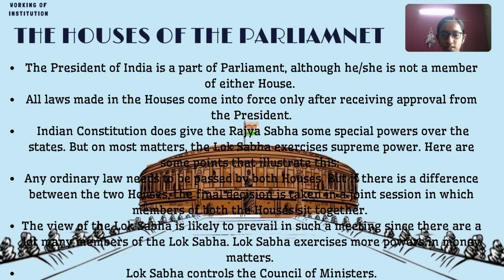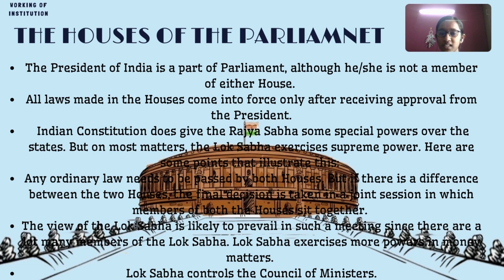The Indian constitution gives the Rajya Sabha some special powers over the states, but on most matters, the Lok Sabha exercises more power. Here are a few reasons to explain this statement. Any ordinary law needs to be passed by both the houses. If there is a difference between the two houses, the final decision is taken in a joint session in which the members of both the houses sit together and discuss. The view of the Lok Sabha is likely to prevail in such a meeting because there are many more members of the Lok Sabha compared to the Rajya Sabha.